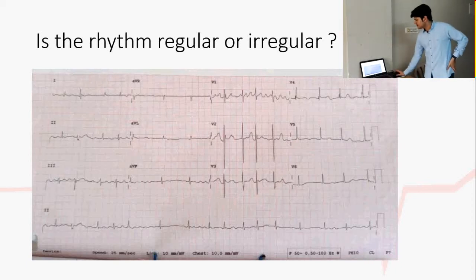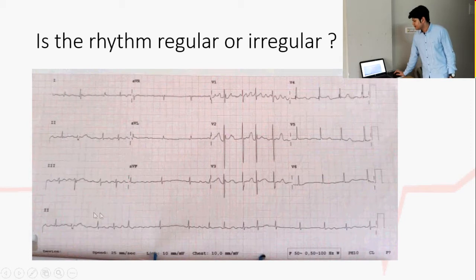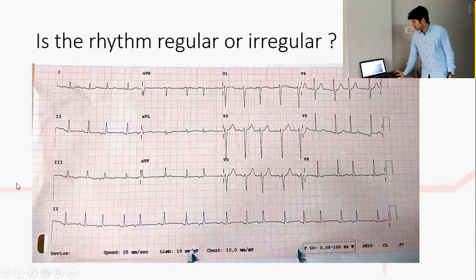Fine. So we have seen this ECG. It's atrial fibrillation (AF), as there is an irregular rhythm and no P waves. Now let's go for the next ECG.